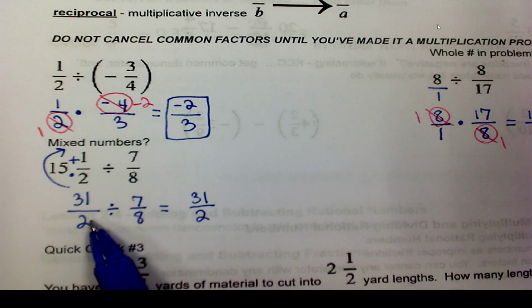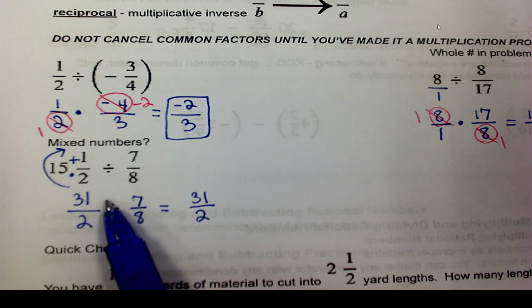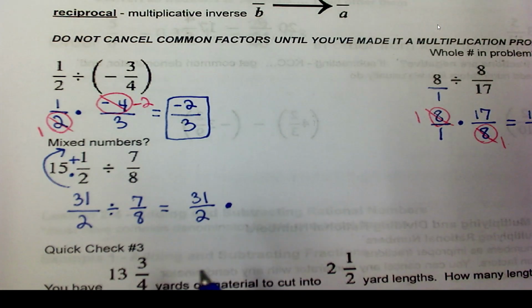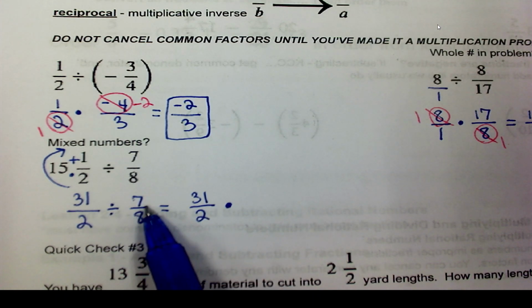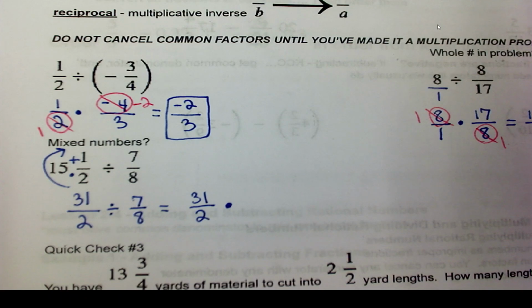The first fraction, this one, stays the same. We're going to change this into multiplication. We never divide. So for my people that hate dividing, we're never going to divide. We're just going to multiply by the inverse of the second part of the problem. So the 7/8 turns upside down to make it an inverse.